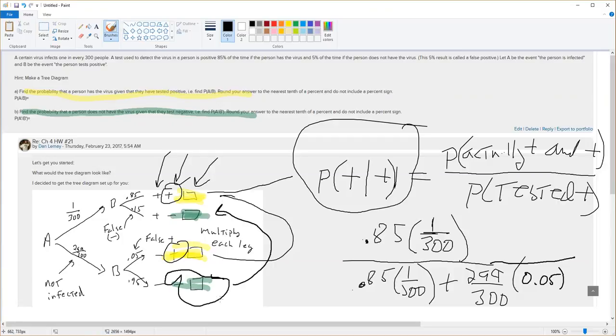Give it a whirl. There's probably an exercise just like this in the textbook. I'll post that in the forum. Okay, so hopefully that helps clear it up for you.